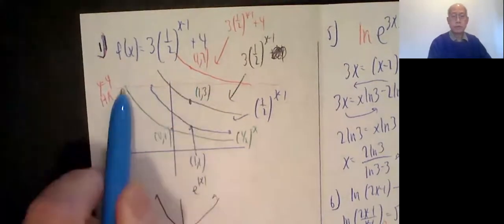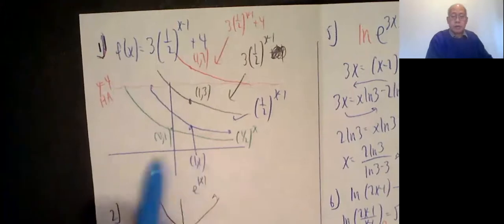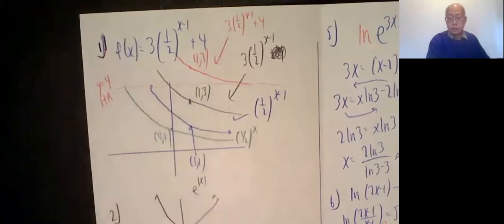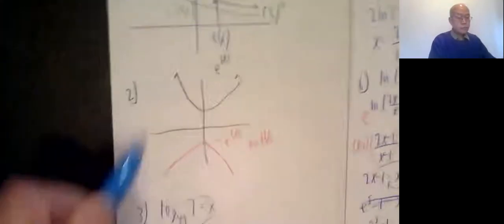y equals 4 is your horizontal asymptote because it used to be y equals 0, the x-axis. So there's the horizontal asymptote.